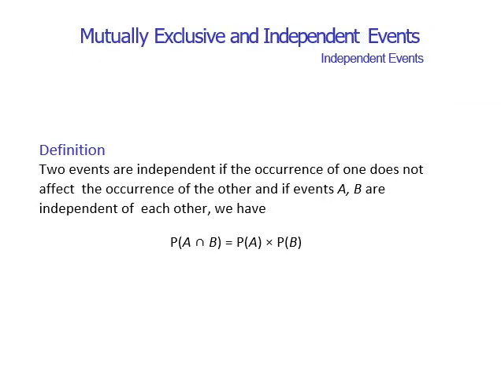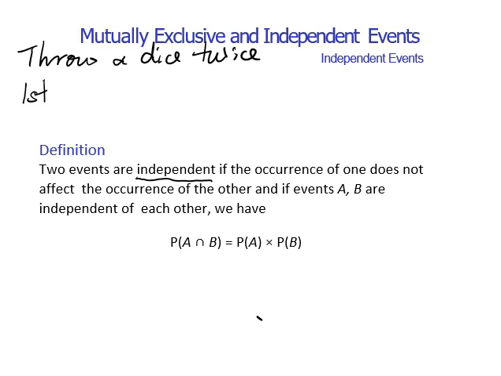Okay. When we say two events are independent, it means that the occurrence of one event does not affect the occurrence of another event. So for example, I throw a dice twice. The outcome of the first throw does not affect the outcome of the second throw. Correct?